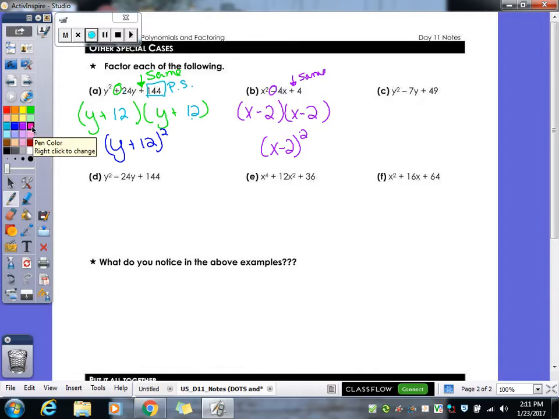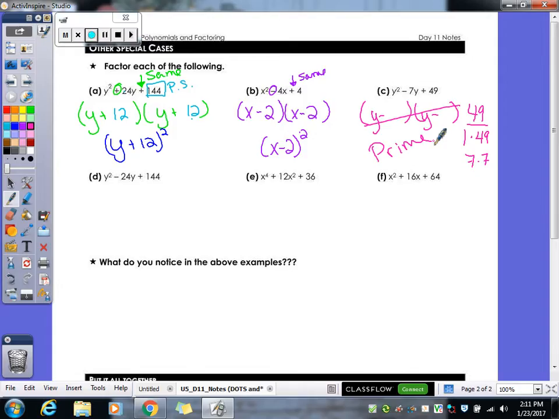Now when we go to look at this next one, set it up. Y minus, y minus. So our factors of 49, well, we only have a couple of choices. We have 1 times 49 and 7 times 7. Well, none of those are going to give us a 7 in the middle. So this one looks like the other ones, but it's actually not. This one's a prime one. You can't factor that one.